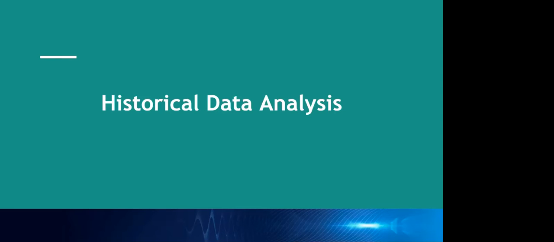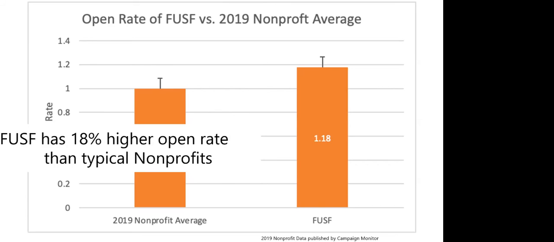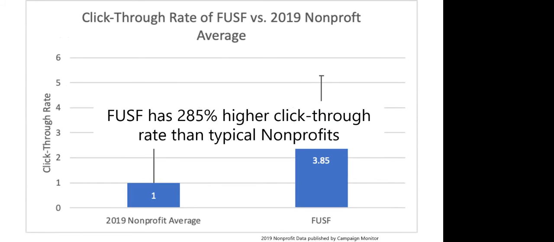Historical data analysis. When we were analyzing the historical data, we wanted to compare how the foundation performed to other nonprofits. The open rate of the foundation when normalized was 18% higher than the 2019 nonprofit average. We also looked at the click-through rate of the foundation compared to the 2019 nonprofit average, and it was 285% higher, which demonstrates significant engagement in the newsletter.